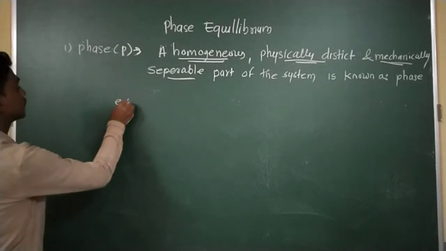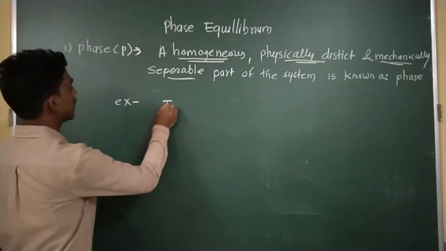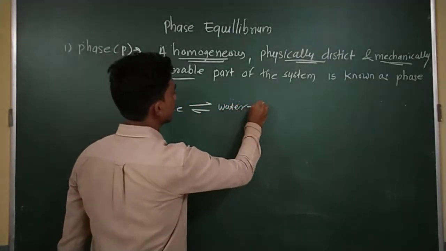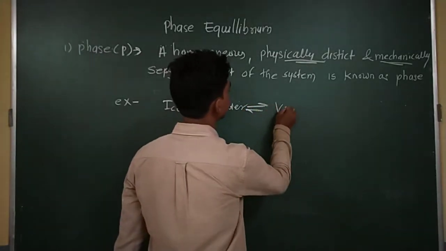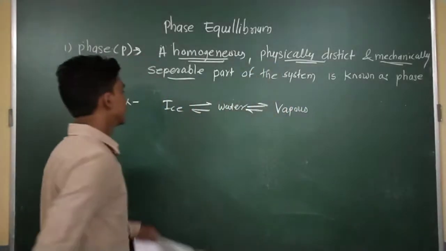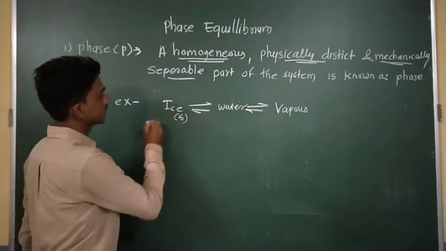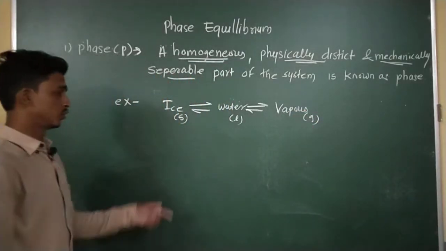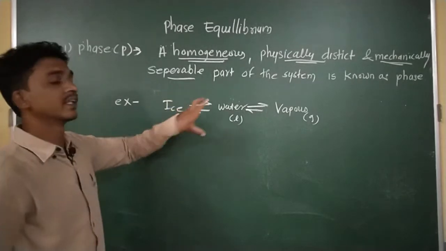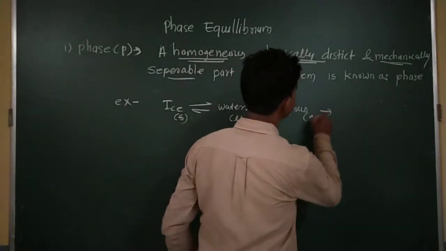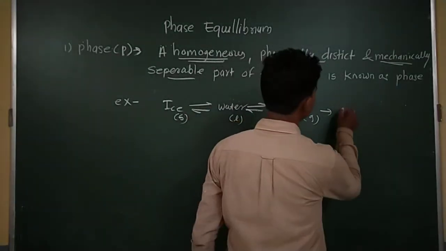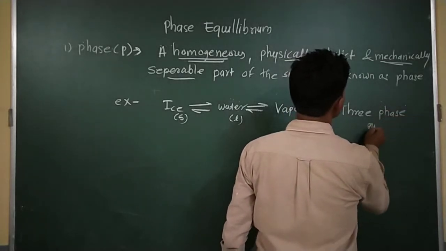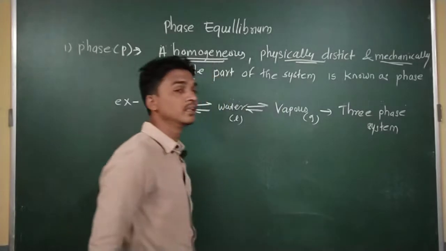Okay, so here I am taking one example. Ice is in equilibrium with water, and last one is vapors. This ice exists in the solid state, water exists in the liquid state, and this vapor exists in the gas state. So every state has one single phase. So solid, liquid, gas, I can say this is a three-phase system. Okay, this is the three-phase system.